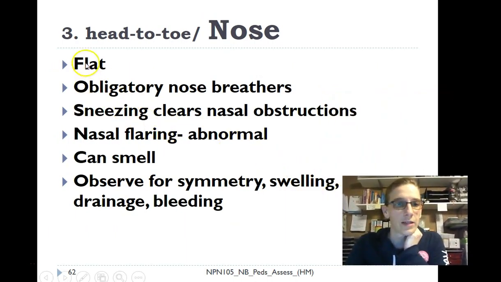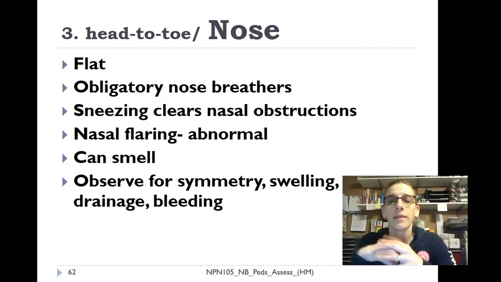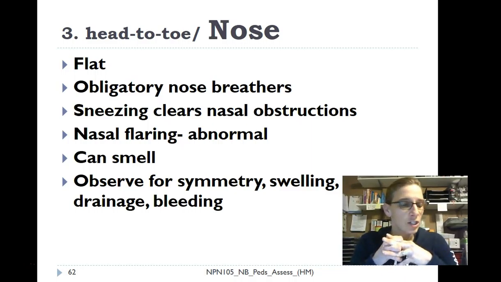All right, nose. It is flat. Babies are obligatory nose breathers, so you need to make sure that there's no nasal obstruction. Sneezing clears out nasal obstructions. Nasal flaring is abnormal, so when their little nostrils are flaring out, that means they're having difficulty breathing. Babies can smell very well. You need to observe for any kind of symmetry, swelling, drainage, or bleeding.